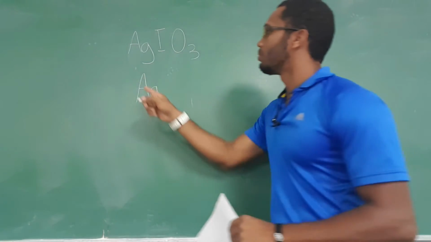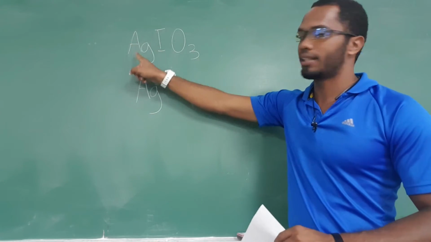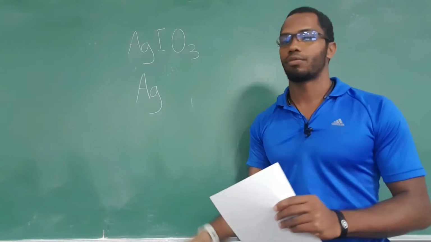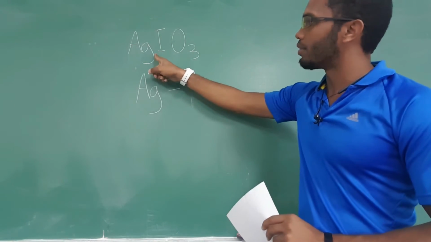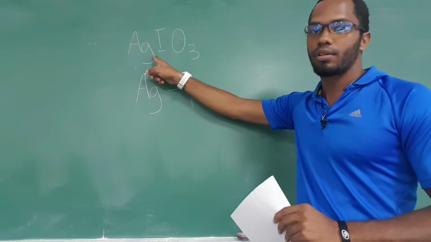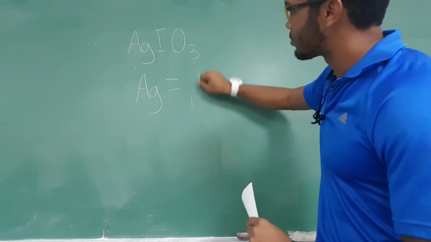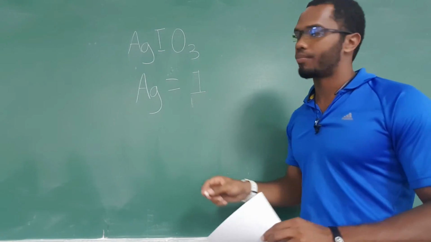We now know, because this is a lowercase letter, that this is one element, and when you look at the periodic table, that is silver. If there is no number next to the letters, then that means it is one element of silver.